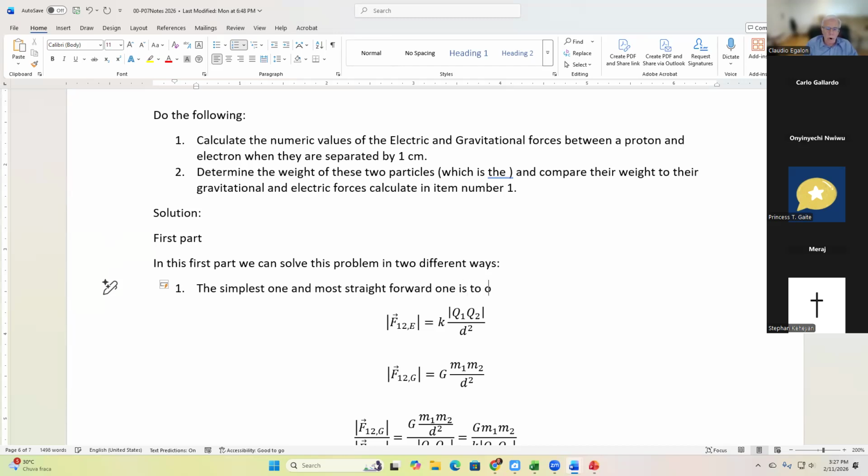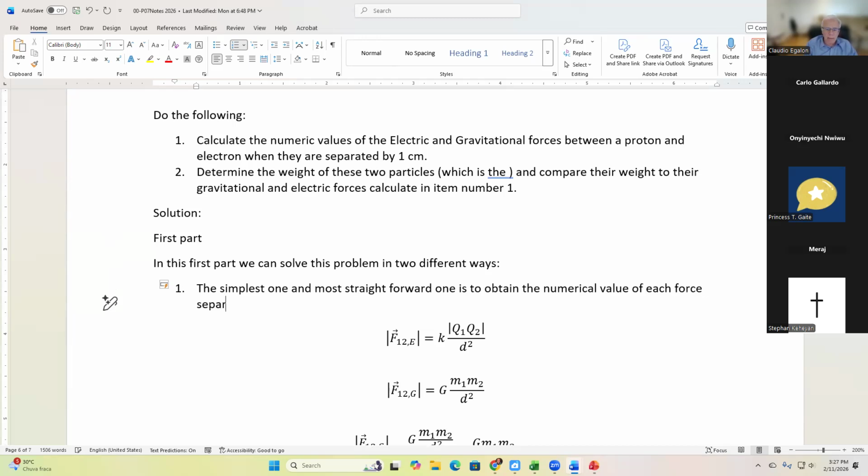is to obtain the numerical value of each force separately whenever the two particles are separated by 1 centimeter. Did you get that, Mirage? Okay. So let's do this one that is the most straightforward one, and then we do the more complicated one. Let's do this one first.